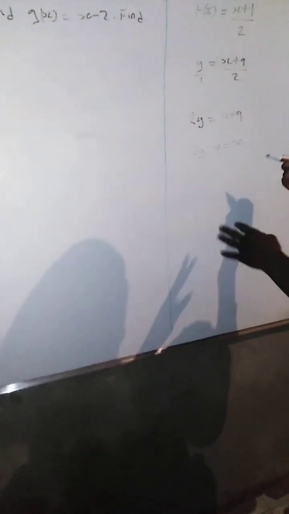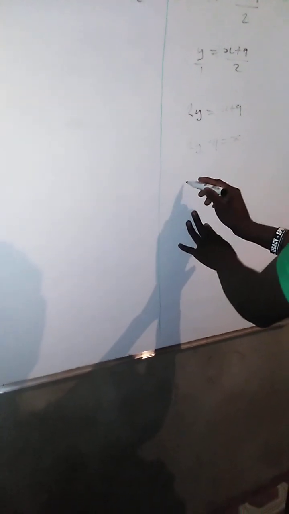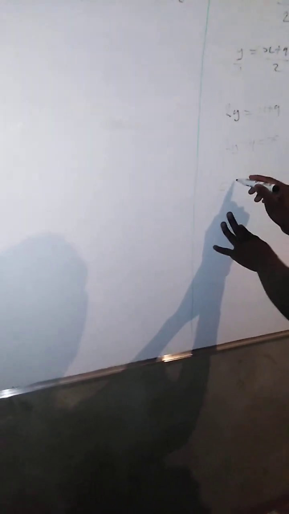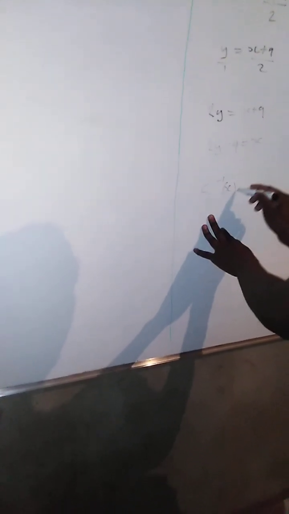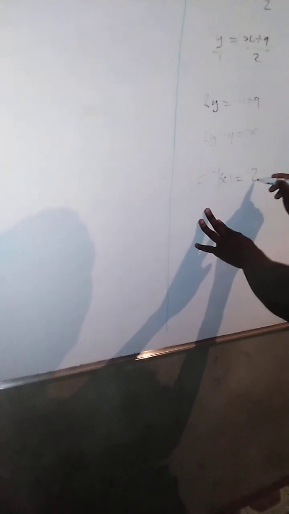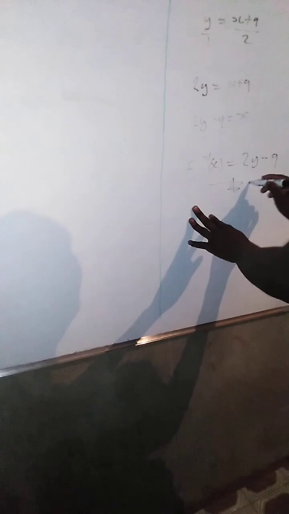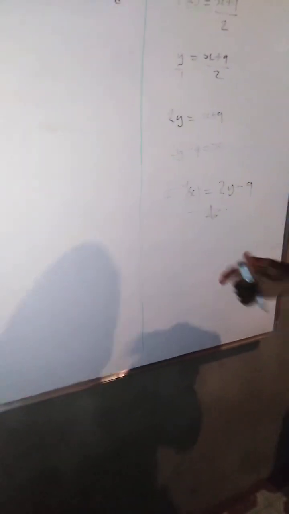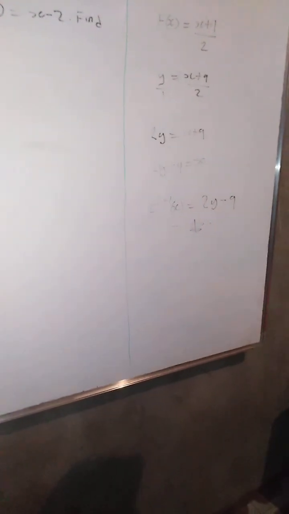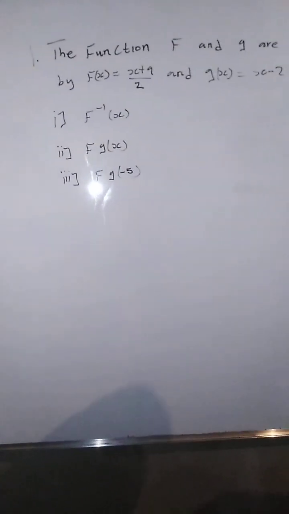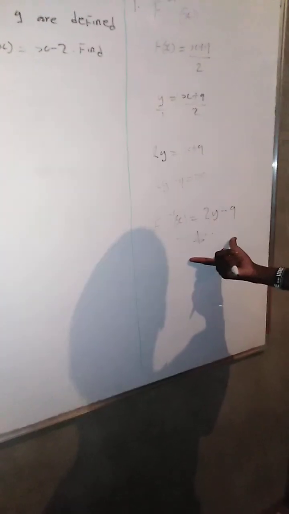So you conclude by saying the inverse of the function f of x is equal to 2y minus 9. You've concluded. This is your answer. This is now the inverse of the function. The inverse of the function x plus 9 over 2 is this one as our final answer.